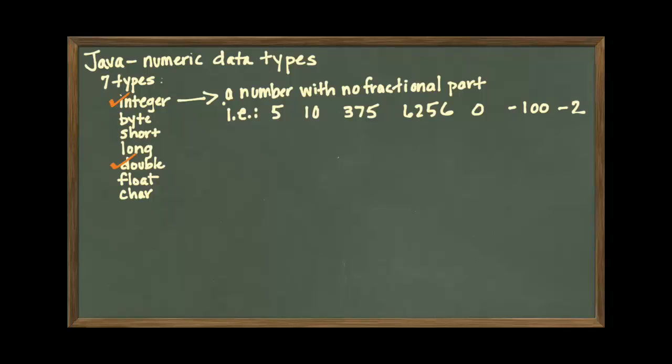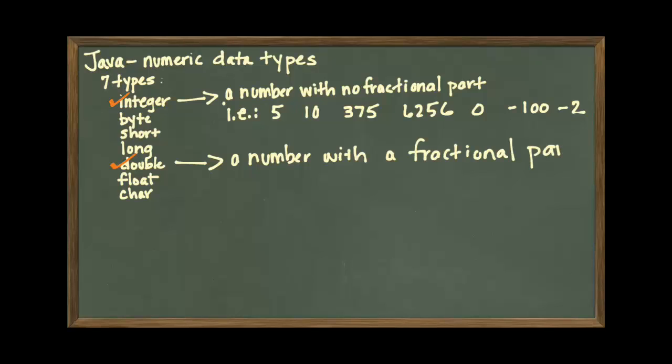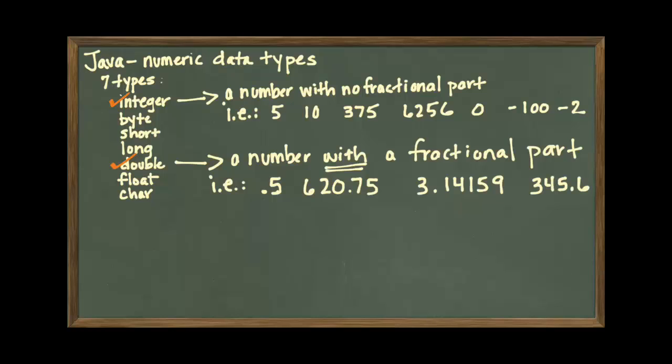Okay, a double, on the other hand, is a number with a fractional part. So that's how we're going to handle times when we need to have a decimal point. Some examples of double numbers might be 0.5, 620.75, 3.14159, or 345.6. Does anyone recognize this number?